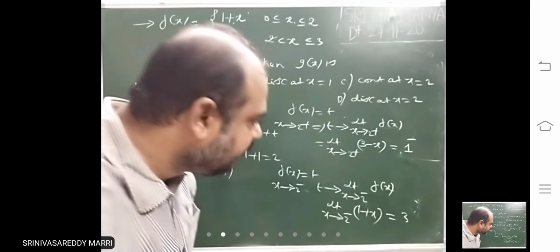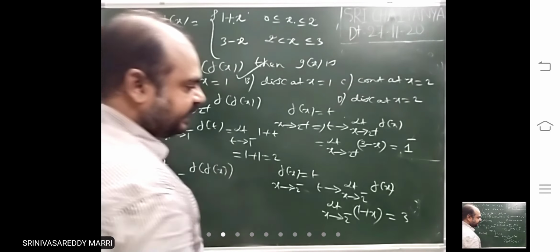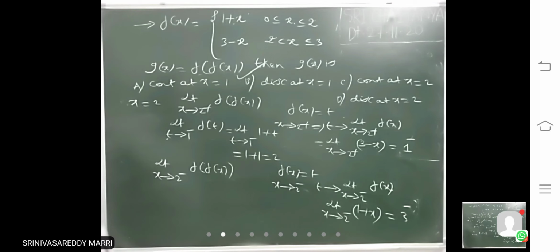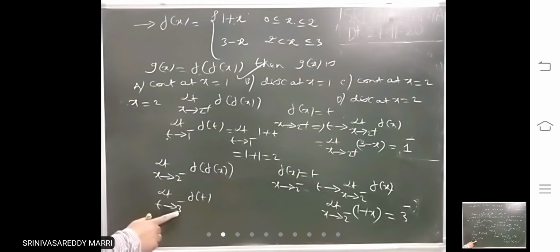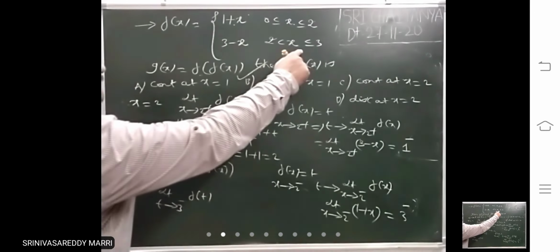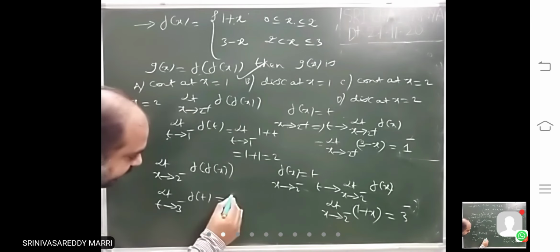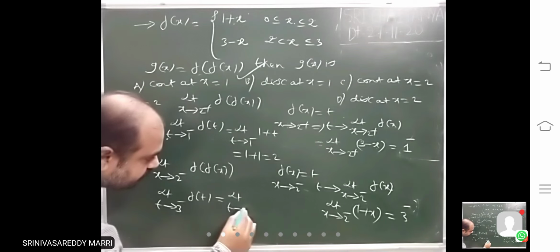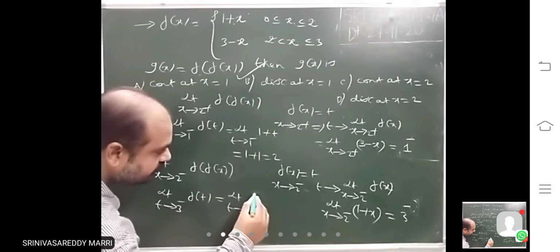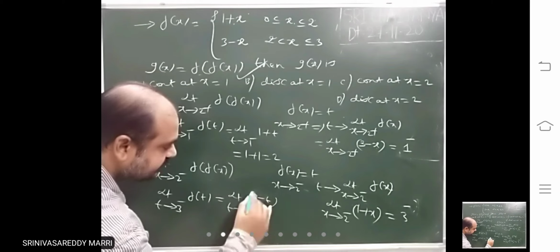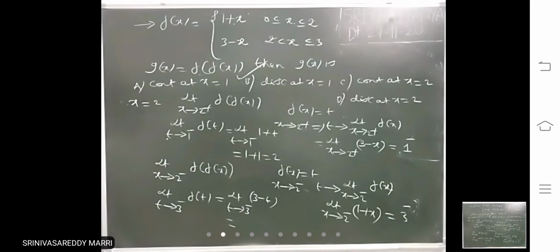2 minus, less than 2, 1.99999. This is what? 2.9999. It will tend to 3 minus. That means limit t tends to 3 minus f of t. 3 minus means what? Less than 3. Less than 3, what is the definition? 3 minus x. So 3 minus t. That means 3 minus 3.